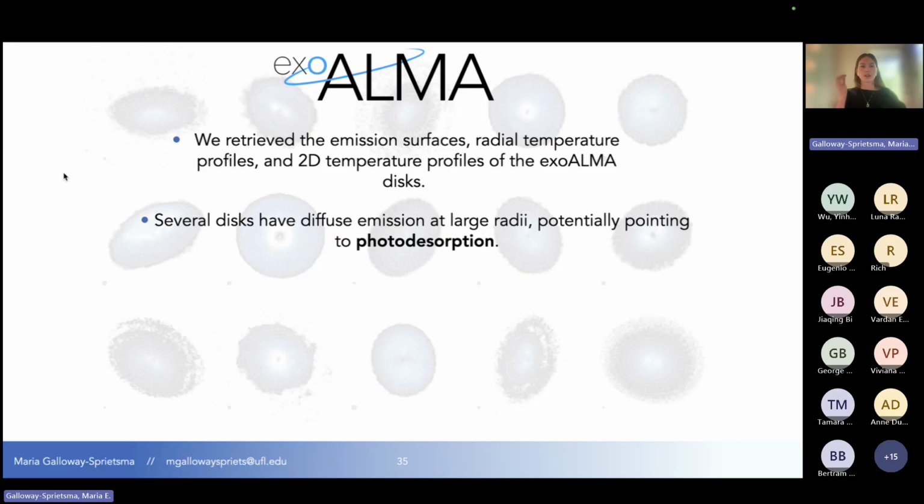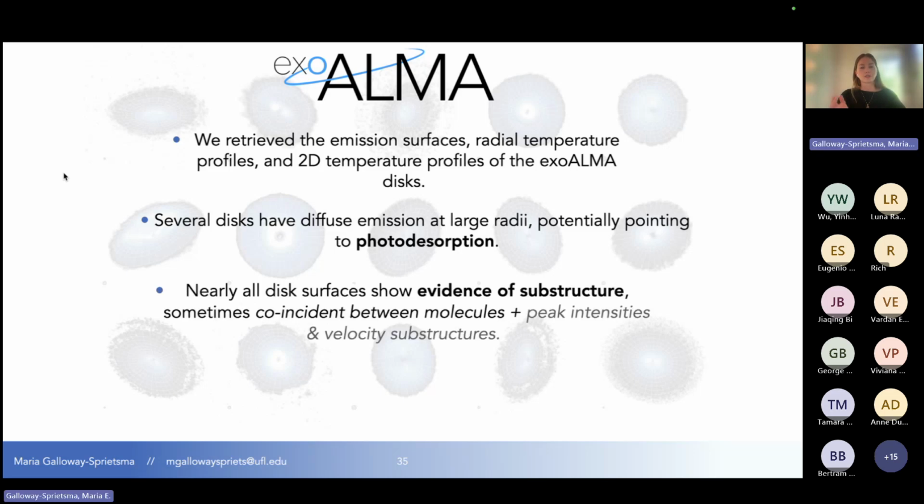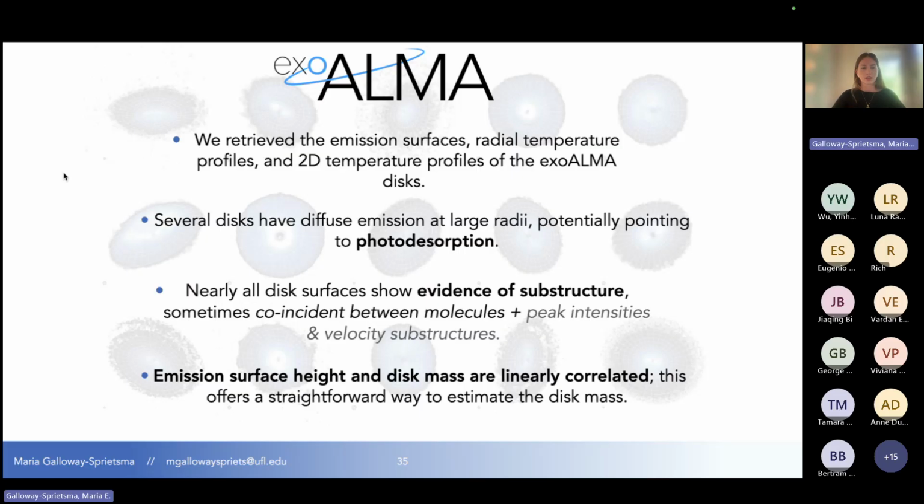So this work really focused on the emission surfaces, radial temperature profiles, and 2D temperature profiles to learn more about the exoALMA disks. Several of these disks potentially show evidence for photodesorption. All of these disks show some evidence of substructure, and this substructure is shown to be coincident between different molecular tracers, the peak intensity radial profiles, and the velocity substructures. And we find that the emission surface and disk mass are linearly correlated, and this offers a straightforward way to calculate the disk mass.